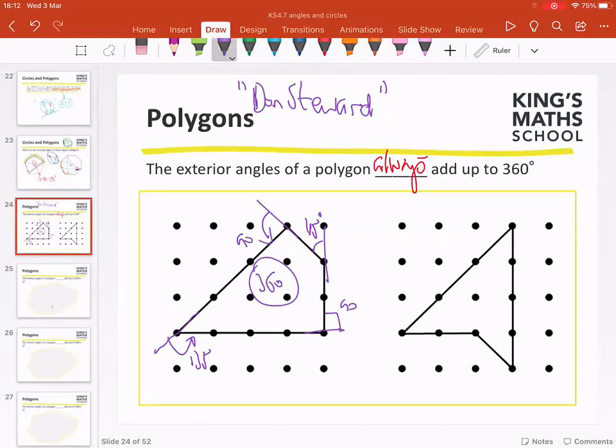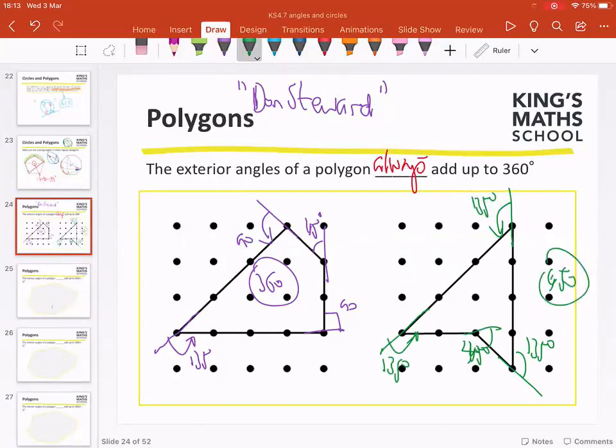So then let's just check that with another shape. So that's my 135. That's my 135. That's my 45. That's my 135. What do they add up to? Well, 135 and 135 is 270, and another 135 is 405. And then 45 is 450. So hang on, have we now suddenly got exterior angles not adding up to 360?